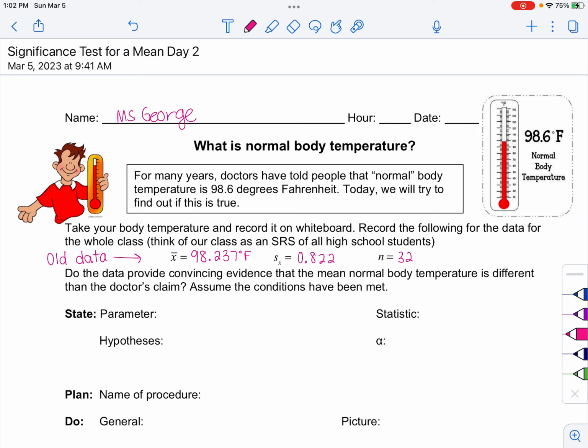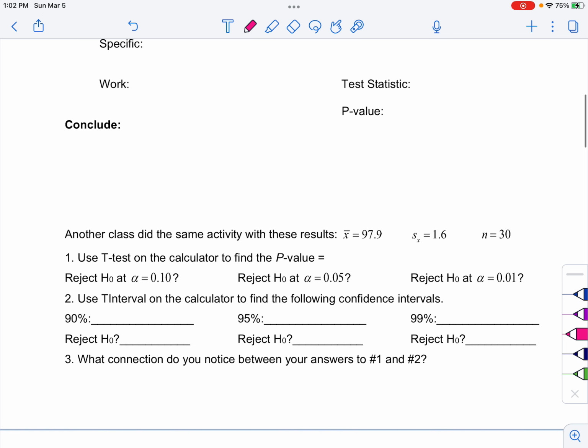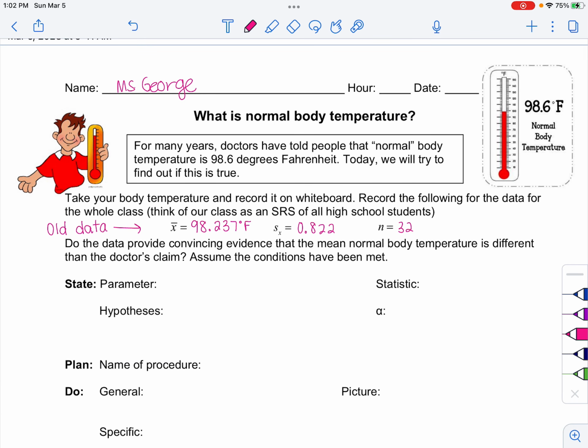Pause the video and work it out. You know what to do. Fill it out all the way to the bottom. I know that this part right here might take you a little bit more thought, but please, please, please try to do it before you unpause the video, and then I will go over the results. Okay, double checking you paused.